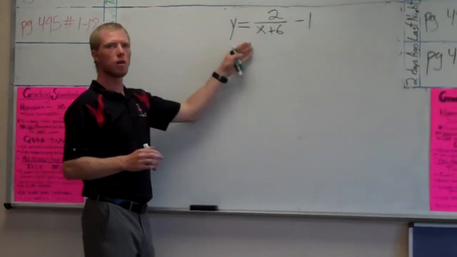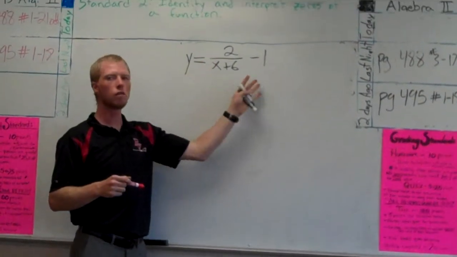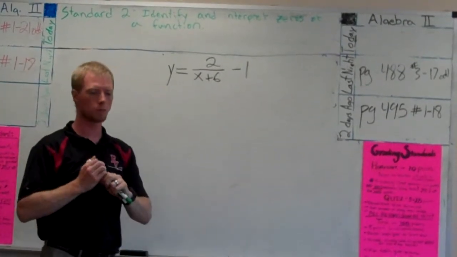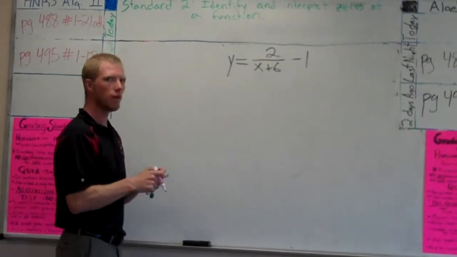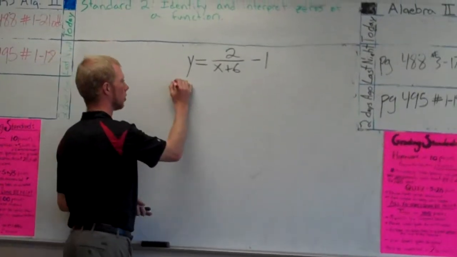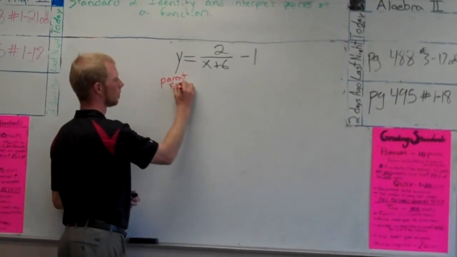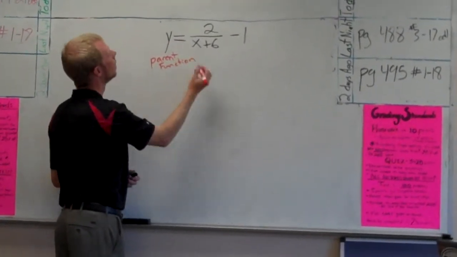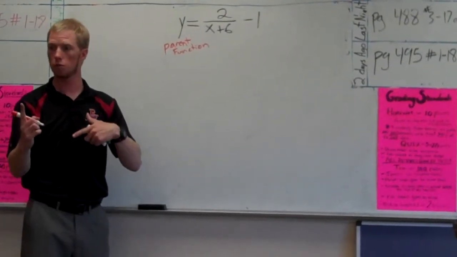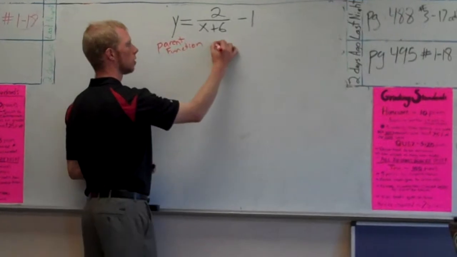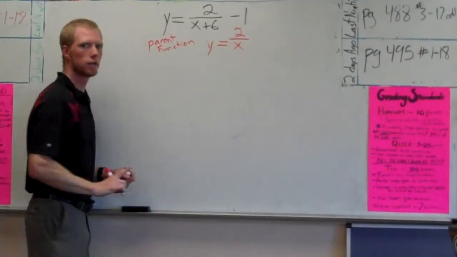Alright, so now here we see a function. This is inverse variation, but it is translated. If I wanted to write the parent function, I am going to take out all addition and subtraction. So the parent function here would simply be y equals 2 over x.